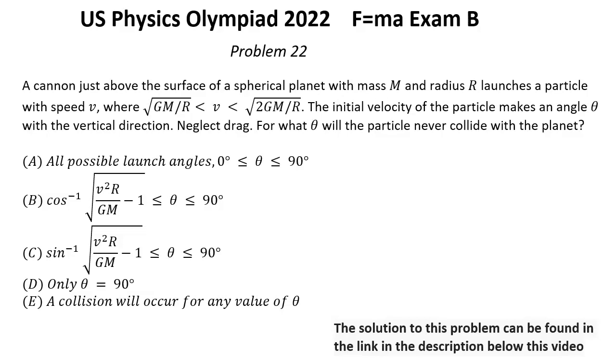Problem number 22. A cannon just above the surface of a spherical planet with mass m and radius r launches a particle with the speed v, where v is greater than √(Gm/r) and less than √(2Gm/r). The initial velocity of the particle makes an angle theta with the vertical direction. Neglect drag. For what theta will the particle never collide with the planet?